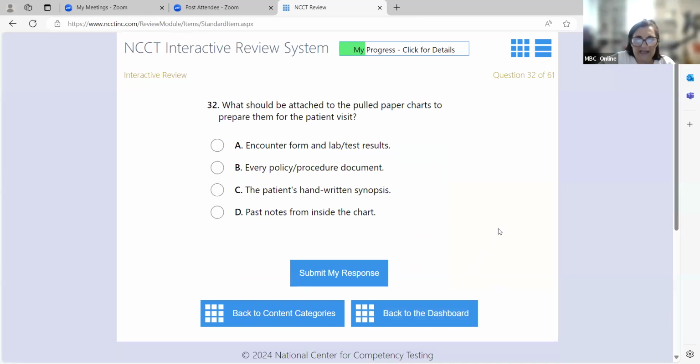What should be attached to the pulled paper charts to prepare them for the patient visit? Is it the encounter form and lab test results, every policy and procedure document, the patient's handwritten synopsis, or past notes from inside the chart? So what needs to be pulled from that chart to help the physician and the medical assistant be the most prepared for the visit?